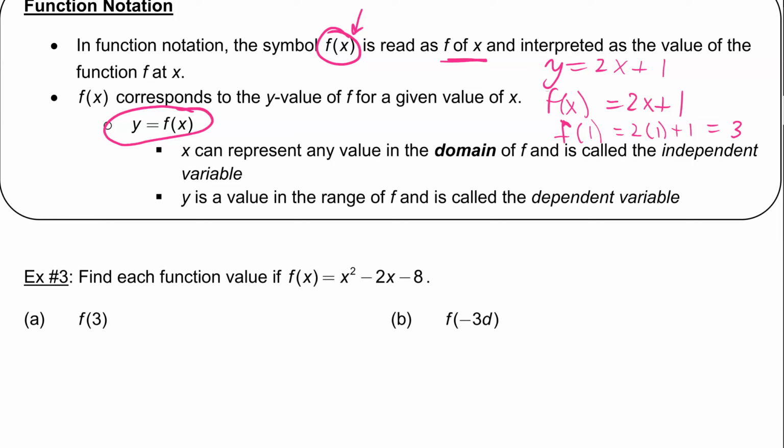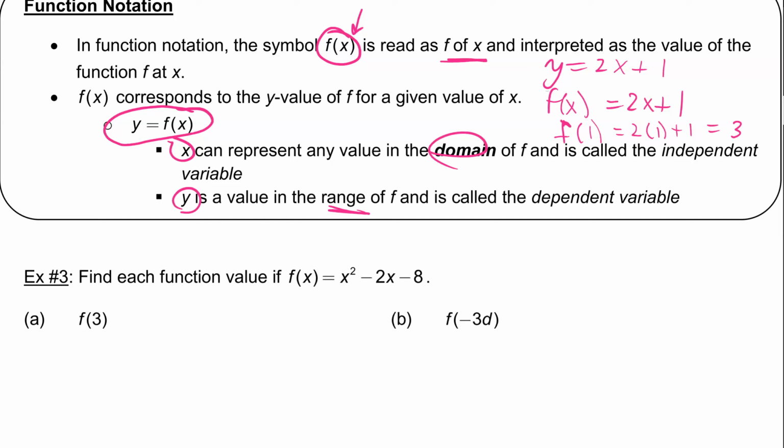X can represent any value in the domain of f, and it's called the independent variable. X is the domain. Y is the range. If you're a king or queen, and you're looking out over your domain, do you see my hands? Are you looking out on your domain? It's the X. Okay, I know I'm extra, it's fine. I'm just going to say: domain, independent variable. The y is the dependent.